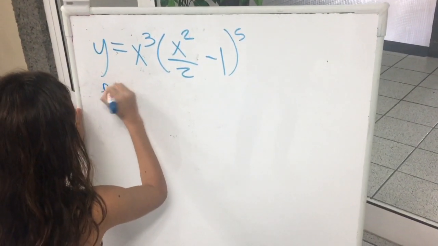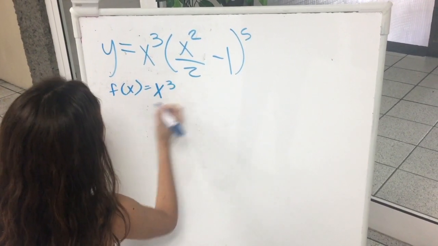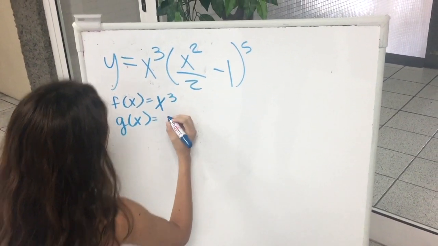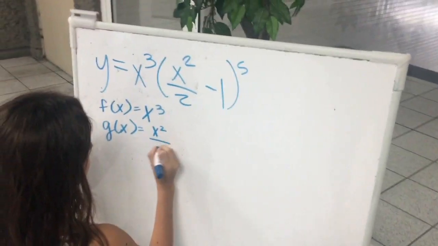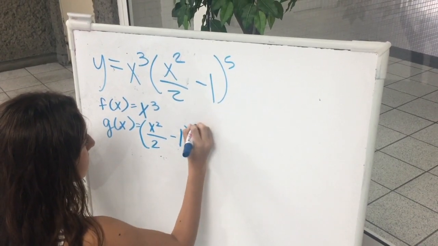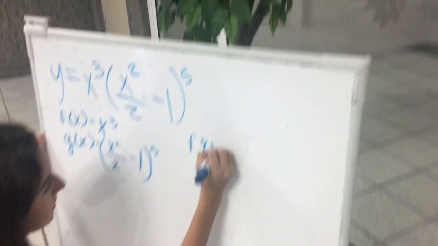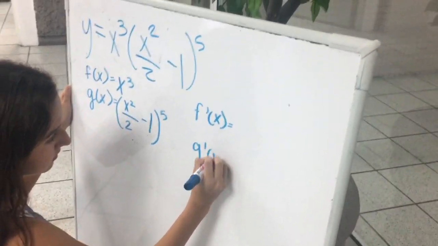So first we're gonna start by writing f of x, g of x, f prime of x, g prime of x, which are the four elements we need in order to solve this problem. Well, f of x is x to a third, and g of x is (x squared divided by 2 minus 1) in parentheses to a fifth power.